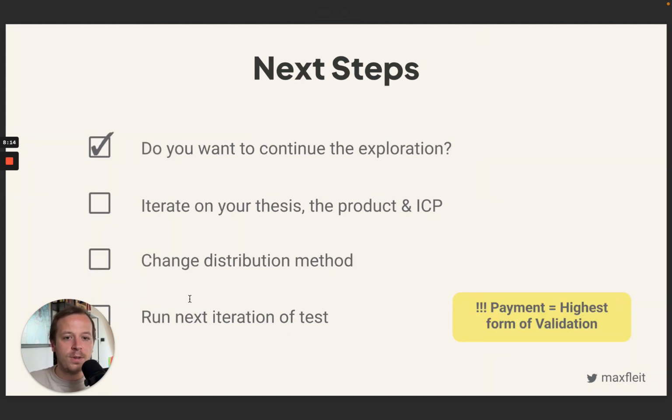The next steps would be for us to decide whether we want to continue the exploration and try a slightly different approach. In this case, we would iterate on our thesis, the product, and the ICP. We can also think about changing the distribution method and run a next iteration of the test. In our case, we decided not to do a next test because it felt like the wrong thing to iterate on this product because the problem was not pressing enough. So we decided to do another MVP.